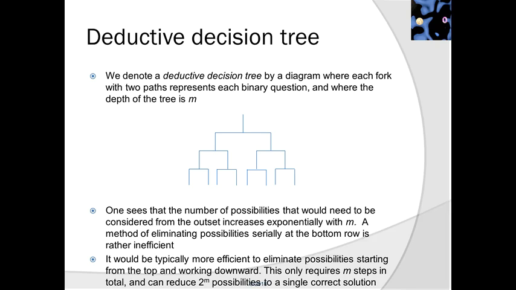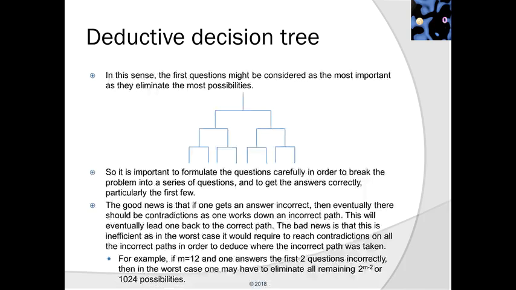One sees that the number of possibilities that would need to be considered from the outset increases exponentially with m. A method of eliminating possibilities serially at the bottom row is rather inefficient. It would be typically more efficient to eliminate possibilities starting from the top and working downward. This only requires m steps in total and can reduce 2 to the m possibilities to a single correct solution. In this sense, first questions might be considered as the most important as they eliminate the most possibilities. So it is important to formulate the questions carefully in order to break the problem into a series of questions and to get the answers correctly, particularly the first few.